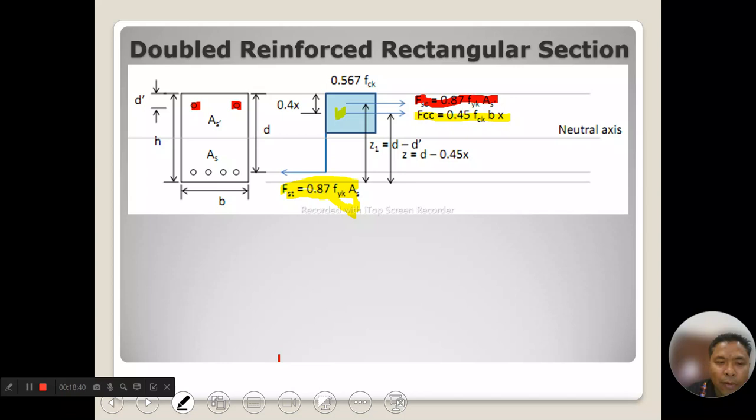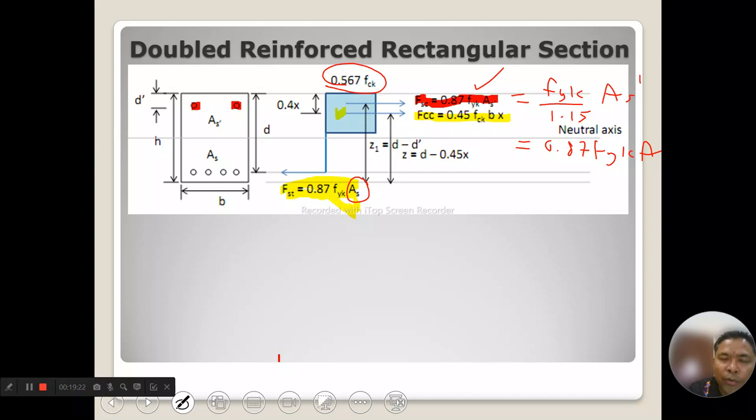Dia tak ada beza pun formula dia, which is equal to FYK over 1.15, which is your gamma S, and then multiplied by AS prime. Remember, untuk compression the area is AS prime, but for your tension reinforcement the area is AS. Ada beza. So if you simplify that, you get 0.87 FYK AS prime. Seperti yang you nampak di sini lah. Yang lain semua sama, tak ada beza pun.